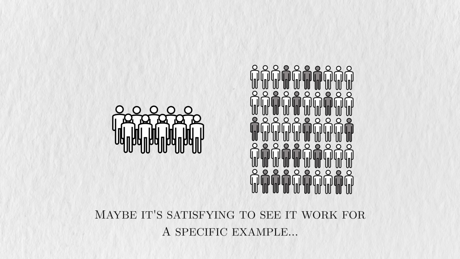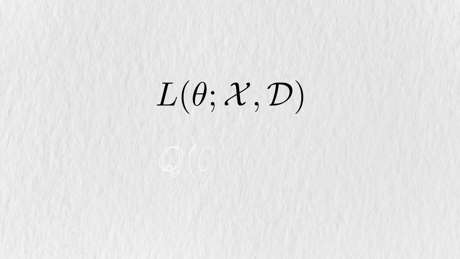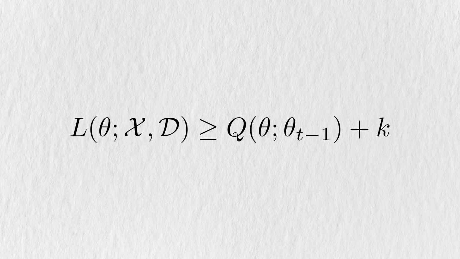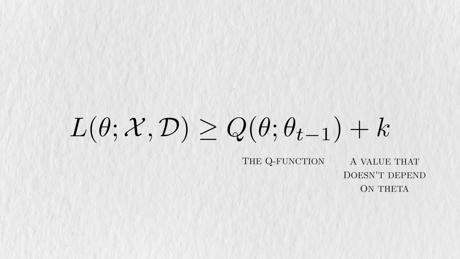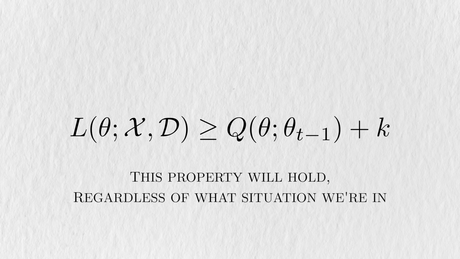Maybe it's satisfying to see the math work for a specific example, but how do we know that this procedure will work in more general cases? To understand that, we need to understand the connection between the two main functions at play here, the complete likelihood and the Q function produced by the E step. It can be shown that the complete likelihood is actually lower bounded by this Q function. More specifically, lower bounded by the Q function plus another value that doesn't depend on theta. Therefore, it's enough to just maximize on the Q function and ignore the second constant. This property will hold regardless of what situation we're in.